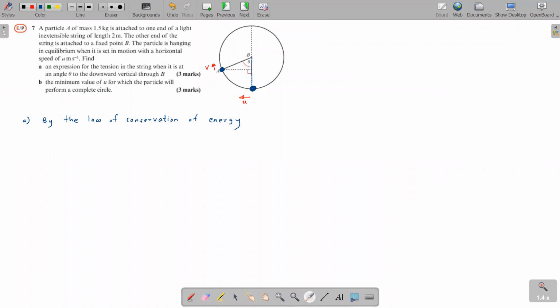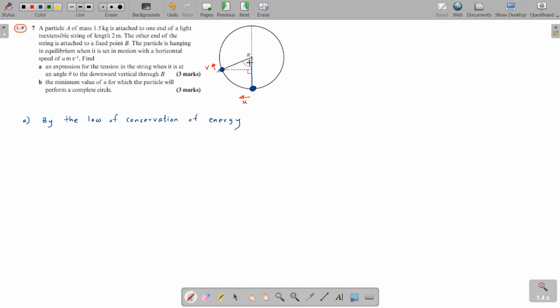Okay, so we're going to apply the law of conservation of energy. Guys, I hope you are reading this question. You need to read this properly to understand the setup, okay? Because I can see that you might have some confusion. The particle is hanging in equilibrium, that's over here, and you set it in motion with a horizontal speed u.